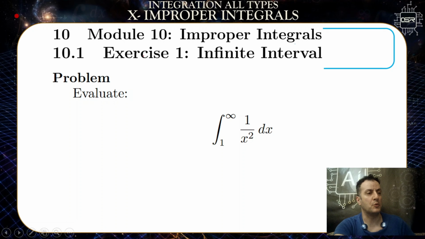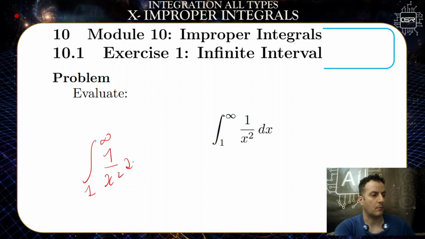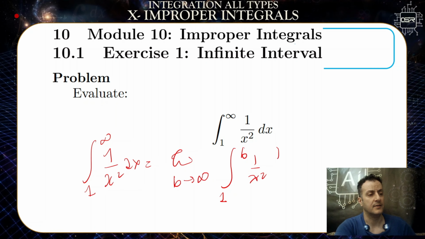Module 10, Improper Integrals. 1. Infinite interval. Evaluate the integral from 1 to infinity of 1 over x squared dx. Now, the formula is the following. This integral can be rewritten as the limit for b approaching infinity of the integral from 1 to b of 1 over x squared dx.